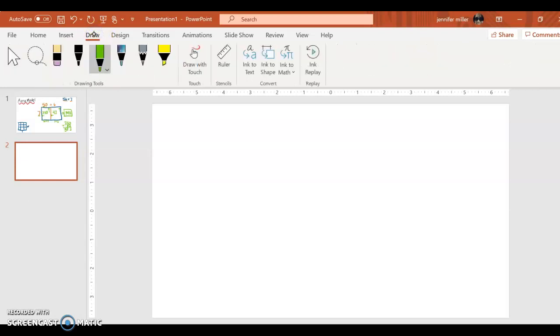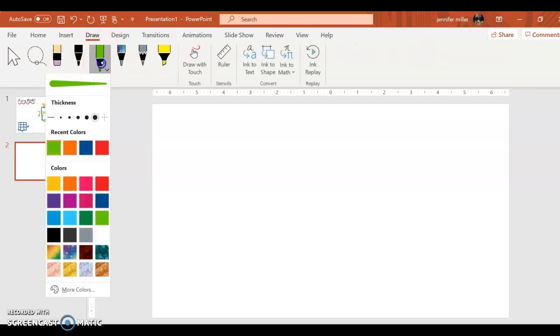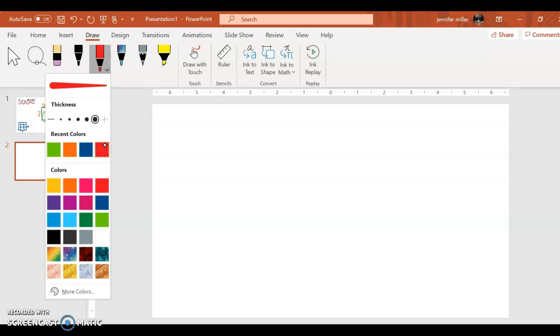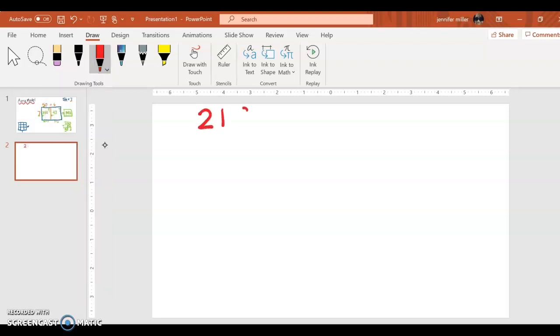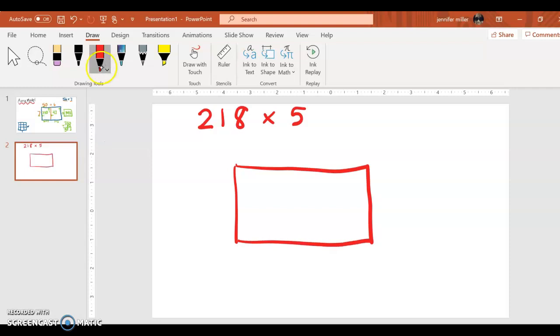So a second example I want to use is, let's do a 3-digit number, 218 times 5. We're going to do the same exact thing. We start with a rectangle, and I'm going to decompose my large number into 200 plus 10 plus 8, and I'm going to multiply it by 5. This time, since I've got 3 numbers, I'm going to turn it into 3 columns.